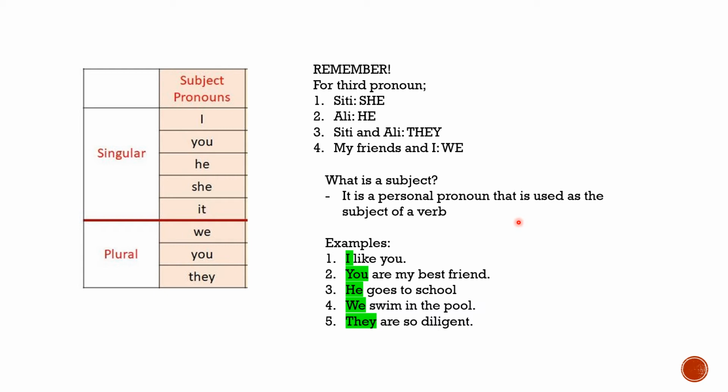Do you understand? So here are the examples. When you want to use subject pronouns, remember it is always at the beginning of the sentence.